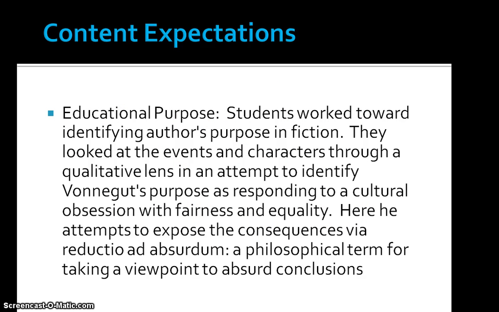The educational purpose of this exercise was to work towards identifying the author's purpose in fiction. Students looked at the events and characters through a qualitative lens in an attempt to identify Vonnegut's purpose as responding to a cultural obsession with fairness and equality. Students were to pull out those two key themes in the text. In this text, Vonnegut attempts to expose the consequences via reductio ad absurdum, which means taking viewpoints to absurd conclusions. As you reflect back on the synopsis, this is a very complex text, and students are being asked to both catch on to the sarcasm that Vonnegut uses and to carry the theme through the use of that.